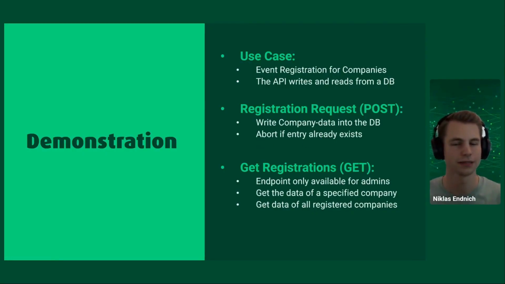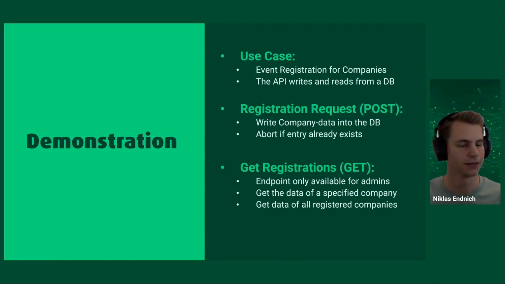And then I have a get registration, which you can use to get a specific company, see if it's already registered in the database, or also get all the registrations currently in the database. And of course, the GET request should only be available to the admins. So not every user can access this API, and we'll take a look at how to do that as well.